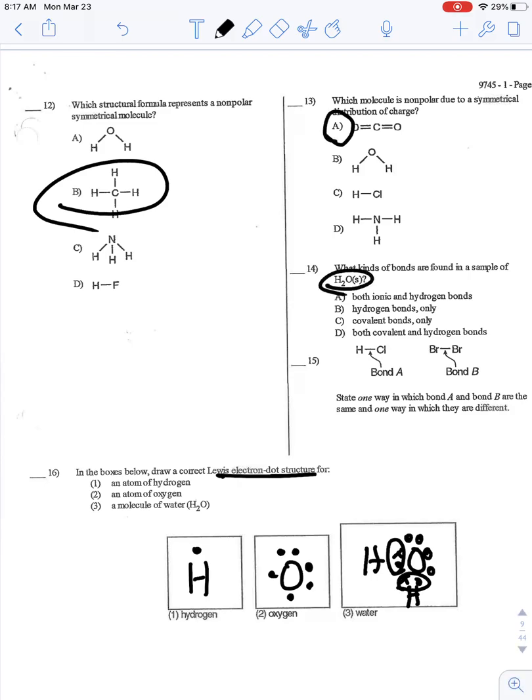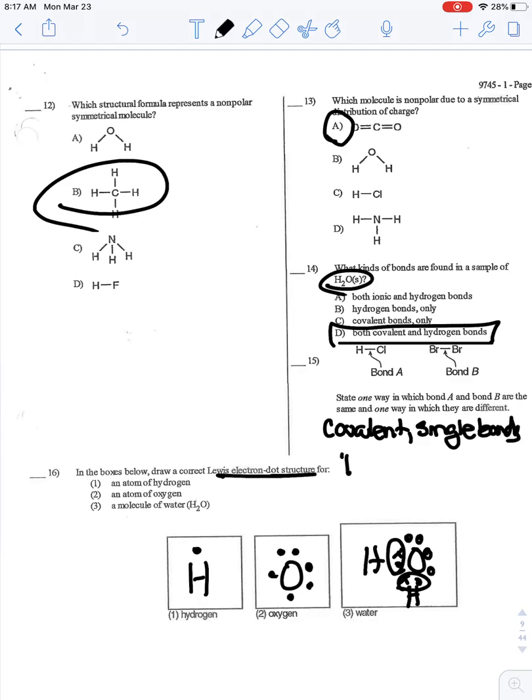Solid water, you're going to have covalent bonds between the H and the O, and then between the water molecules would be a hydrogen bond, so it's D. You could say a couple of ways that they are similar. I like that they're both covalent. Some of you wrote they're both single bonds, which is okay too. And the way they're different is that one is polar, HCl, and Br2 is a nonpolar covalent bond.